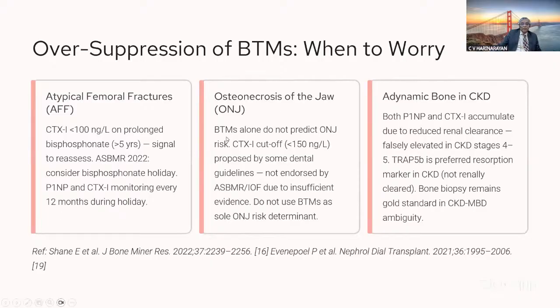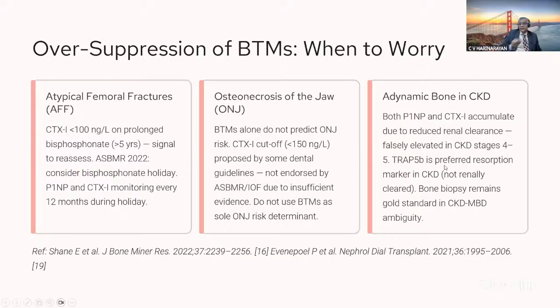Osteonecrosis of the jaw. Bone turnover markers do not predict osteonecrosis. And the cutoff of less than 150 proposed by some dental guidelines is not endorsed by the Endocrine Society. Do not use bone turnover markers as a sole determinant of osteonecrosis.